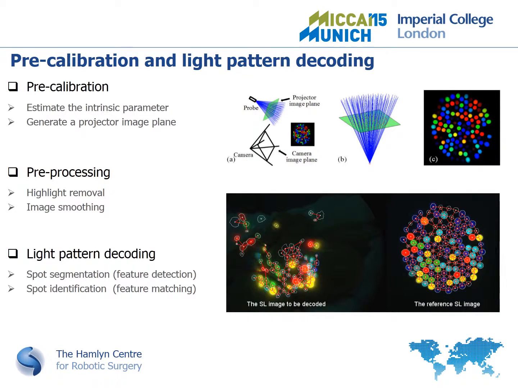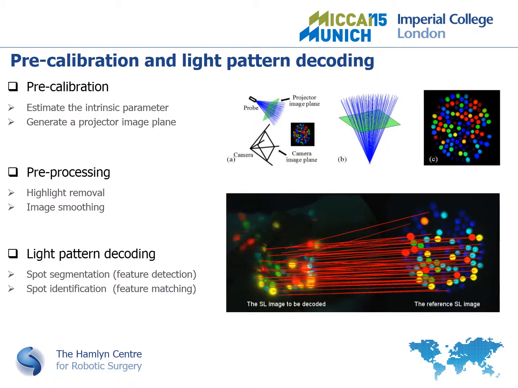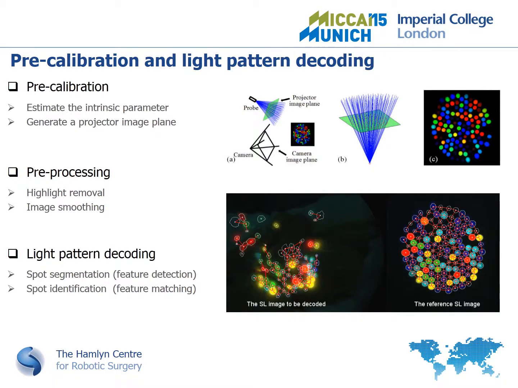Firstly, pre-calibration is carried out to find the intrinsic parameters of the camera and the probe. Then the structuralized system undergoes highlight removal and image smoothing. This is followed by a light pattern decoding step in which the projected spores are segmented and identified according to the color and neighborhood information. Up to here, the object surface can already be reconstructed sparsely if the relative position between the probe and the camera is known.